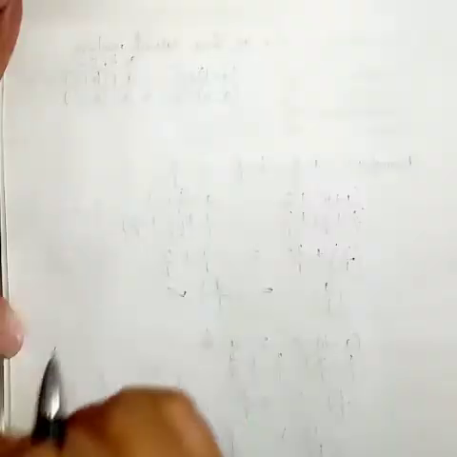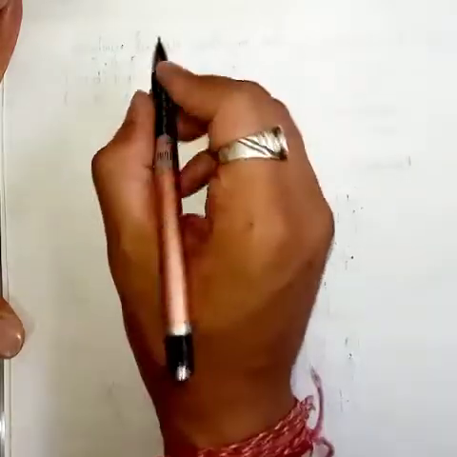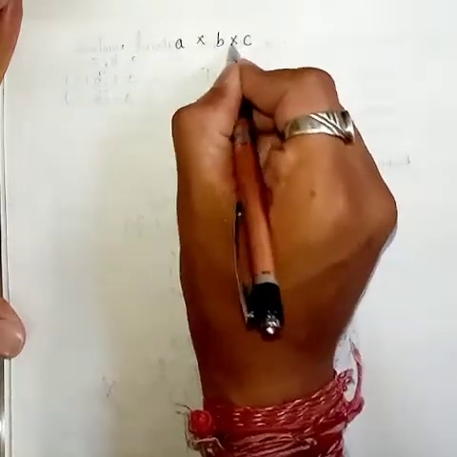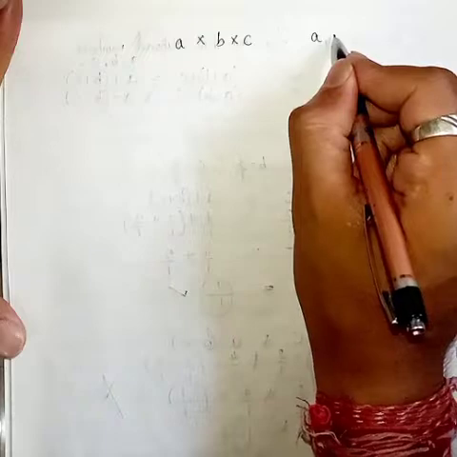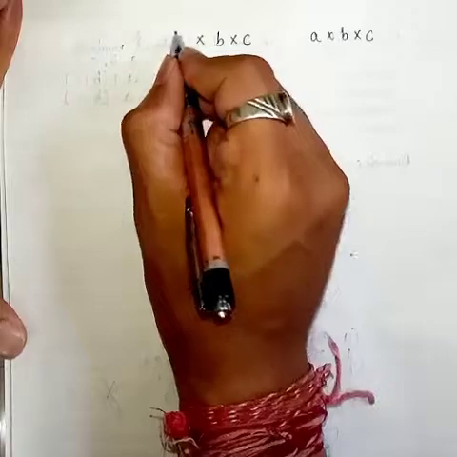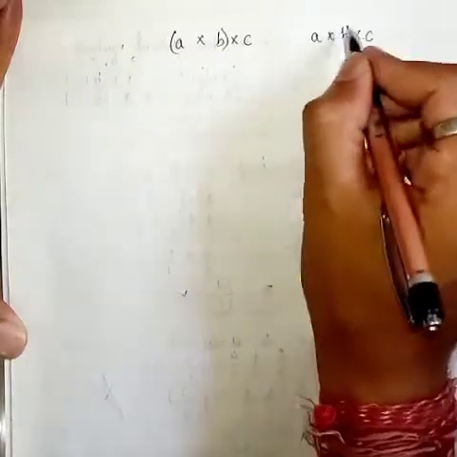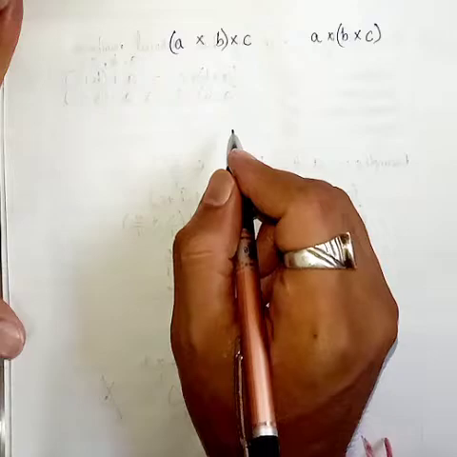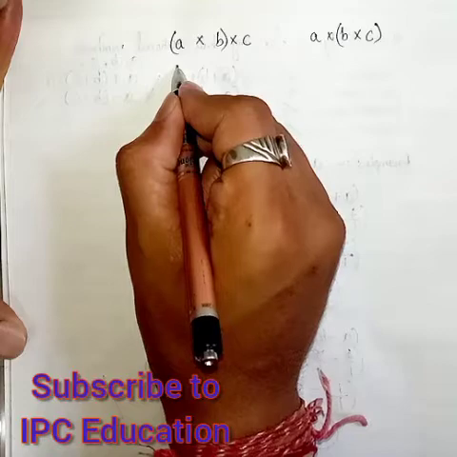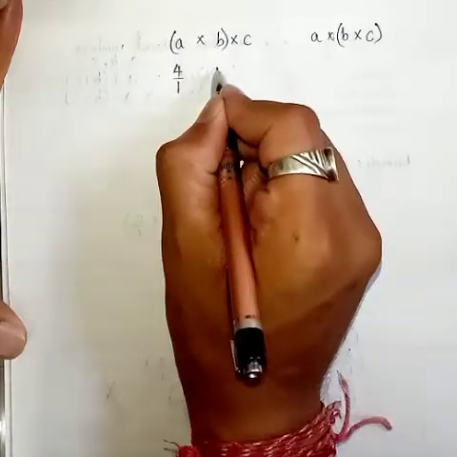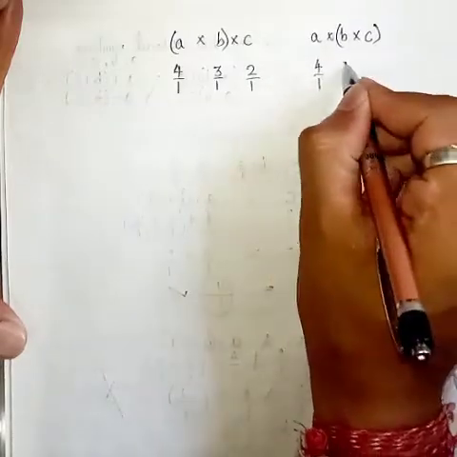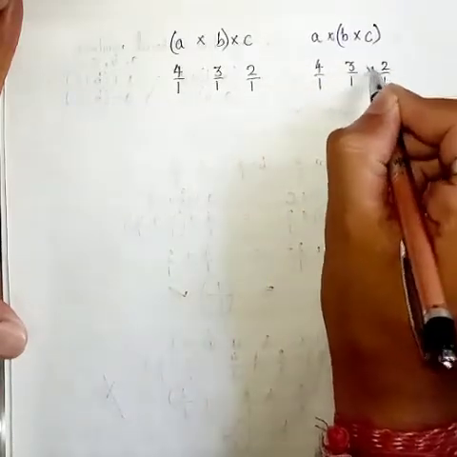Clear? To check whether multiplication is associative or not, we will first write three numbers a, b, c. We will put a multiply sign between them. On the other side also we will write three numbers a, b, c and put a multiply sign between them. But in the first case we will multiply these two numbers first. In the second case we will multiply these two numbers first, and then we will multiply the result with the remaining number. Right? So proceeding as in the previous example, a is 4 by 1, b is 3 by 1, c is 2 by 1.